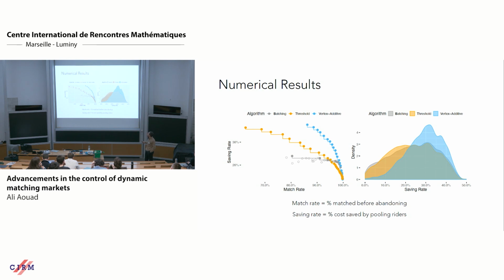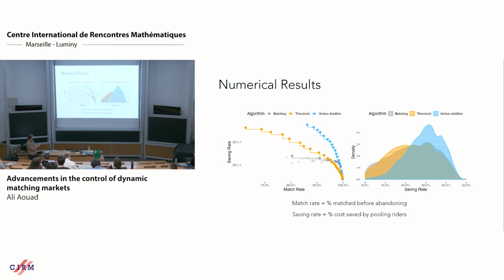And our results showed that, basically, I'm comparing batching policy, threshold policy, and vertex additive, that's the value function approach, on saving rate and match rate. So that's the y-axis and the x-axis. And why do I have multiple points? Because there's a tweaking parameter that I can use for the batching window. I can make it smaller or larger. And this means how much value I place on minimizing abandonments versus cost. Because if I'm increasing my batching window, I'm making people wait longer in the system.